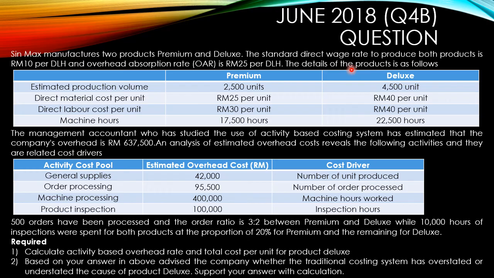And then 10,000 hours of inspection were spent for both products at a proportion of 20% for premium and the remaining for deluxe. So later on you apportion the inspection number: 20% goes to premium, 80% goes to deluxe.